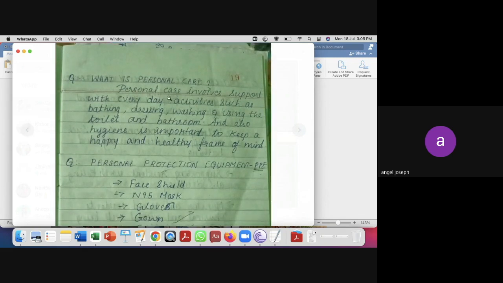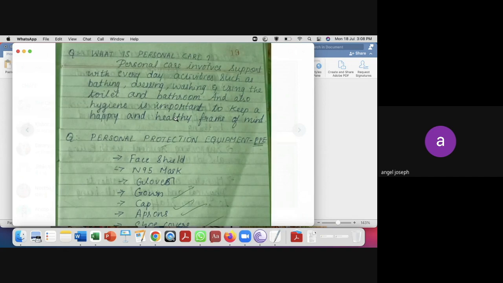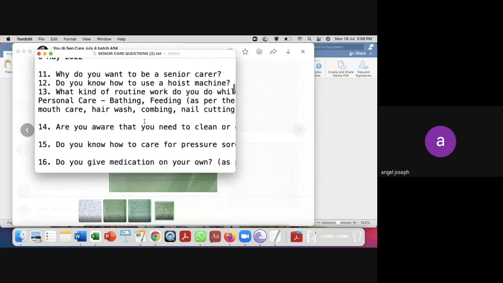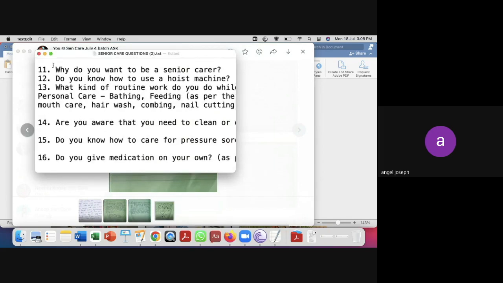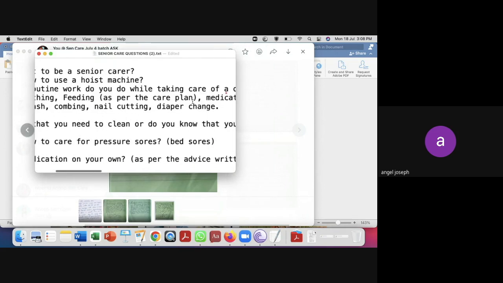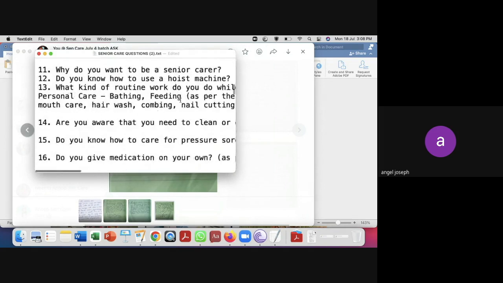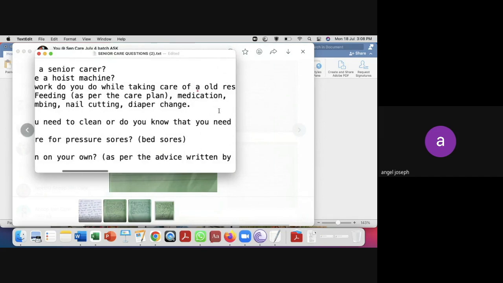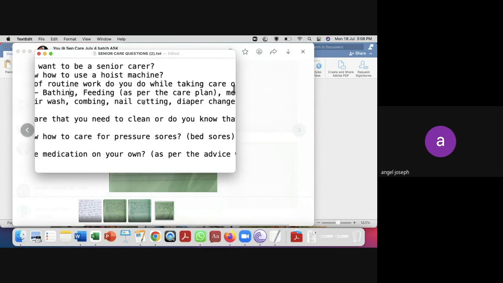That is personal care. Now personal care, this is very incomplete. I have given you much more in detail. You already have it. Personal care means bathing, feeding as per the care plan, right? Medication, mouth care, hair wash, combing, nail cutting, diaper change. All of this is part of our care plan.